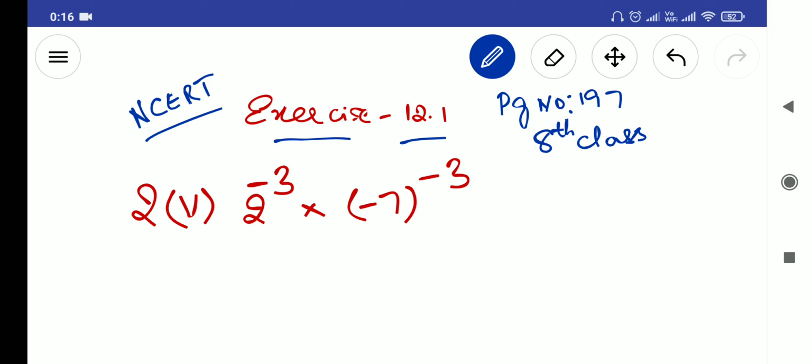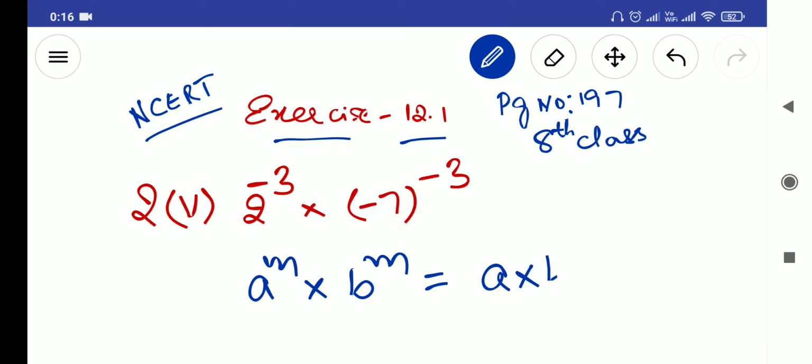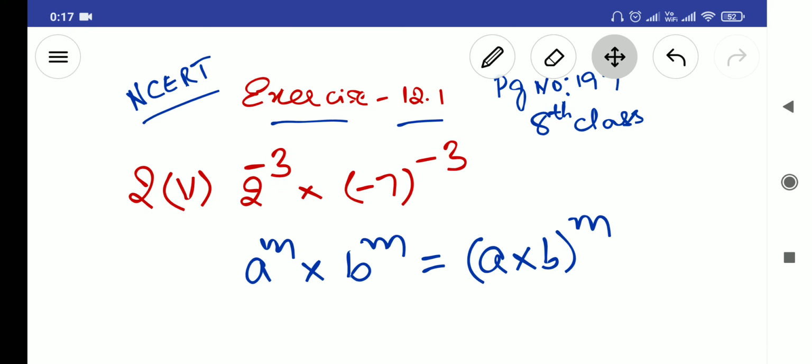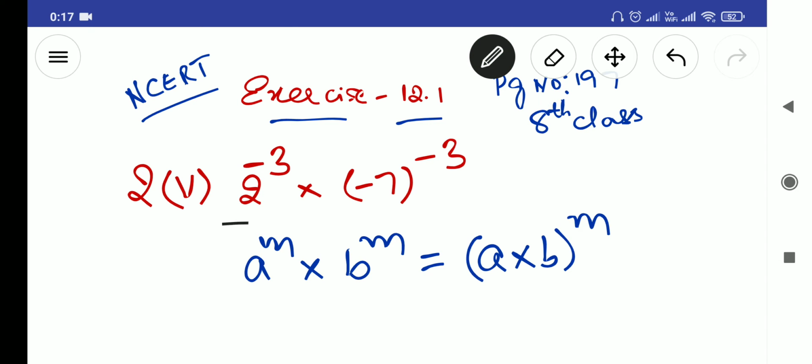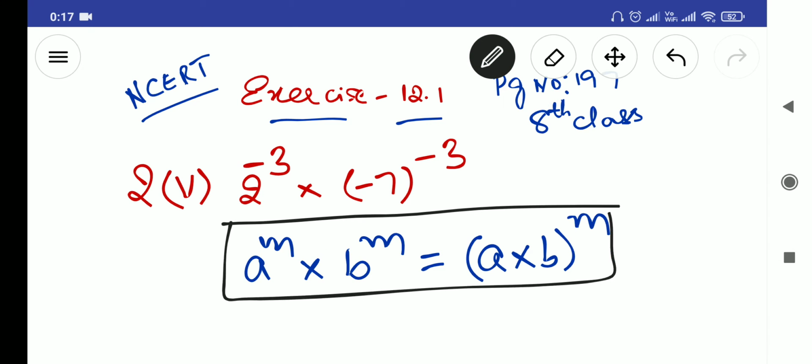So if you observe, this is looking like a power m into b power m. Yes, no? Here a is 2, b is minus 7, and the power m is common for both of them. That's why this is of this form, whose result is a into b, that is, the bases you have to multiply together, and the common power m we have to apply. So this law of exponent we are using to solve this question in the first step.